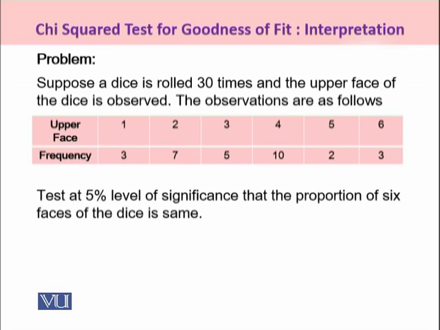There are two variables. One is the upper face and the other one is the frequency. You are required to test at 5% level of significance that the proportion of faces of the dice is the same. So this is the H0 you are required to test.